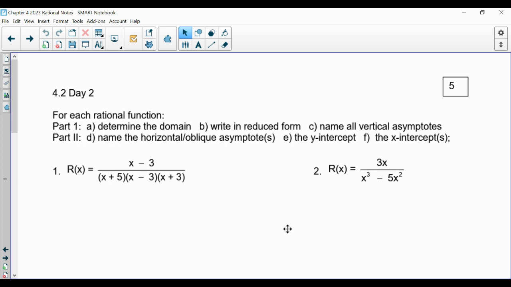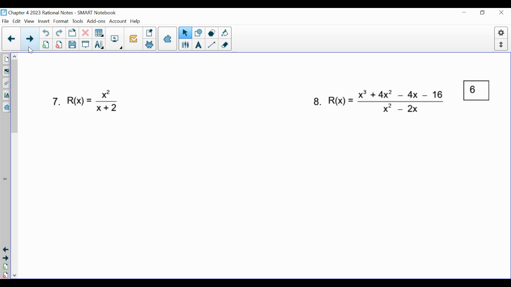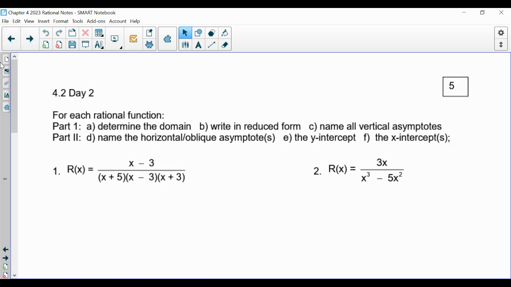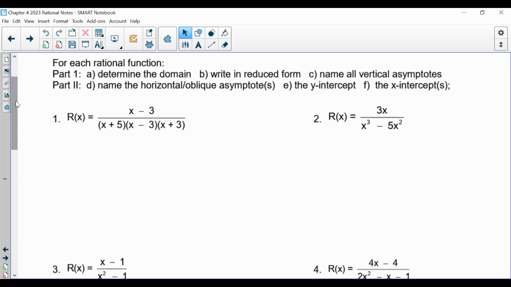And today we're going to continue with looking at rational functions, kind of pulling out the important things. And then you guys are going to get some practice. We're looking at page 5 on the notes. You'll end up doing 5 and 6, and then 7 is a nice reference guide. But we're going to look at number 1 here.